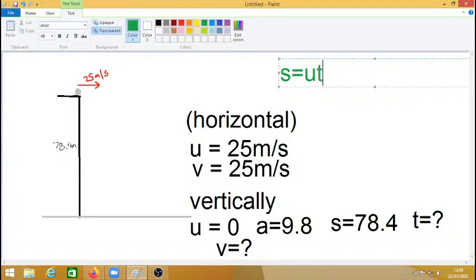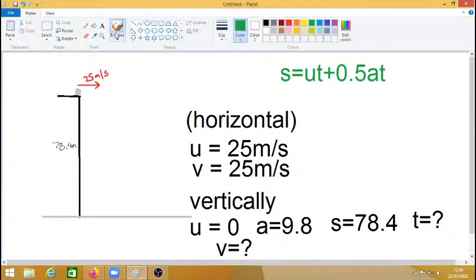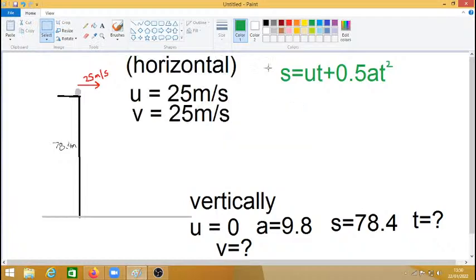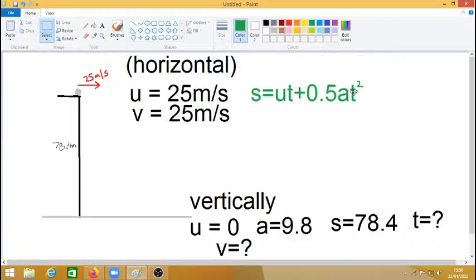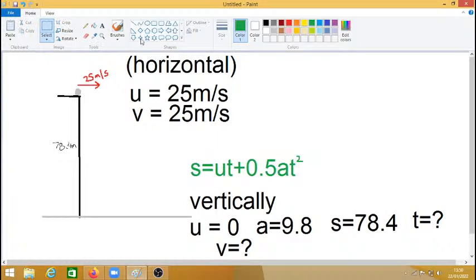S equals ut plus half at squared. That's the other formula that I'd written down. Is this going to help us? Okay, let's take a look. Vertically is again the best option. So let's put the horizontal data to the side and just talk about vertically.